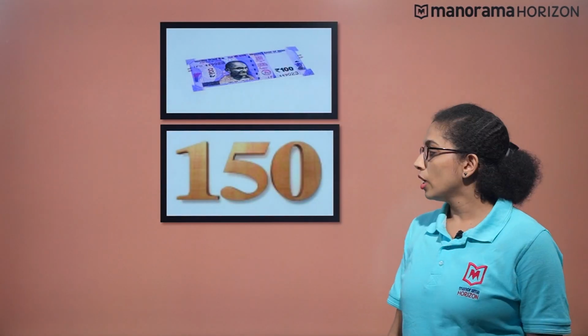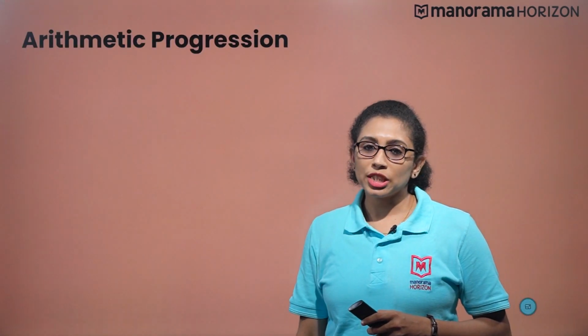The amount of money in the box on the first, second, third, fourth birthdays was ₹100, ₹150, ₹200, ₹250, and so on. In the example above, we have observed some pattern. The succeeding terms are obtained by adding some fixed number. And in this video, we will be discussing such patterns obtained by adding a fixed number to the preceding terms. That is the concept of arithmetic progression.